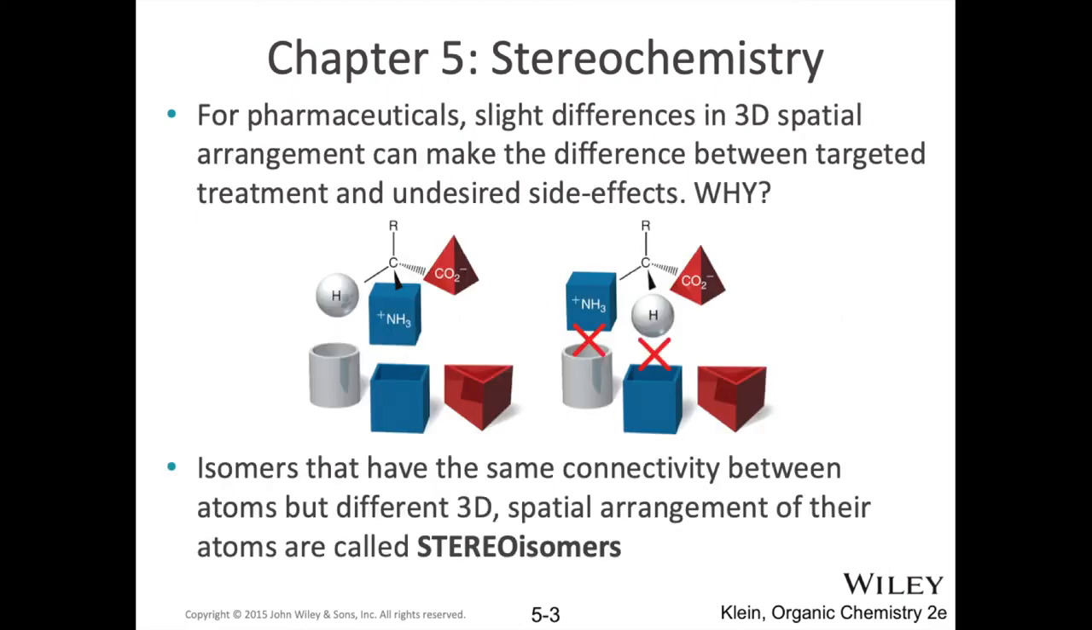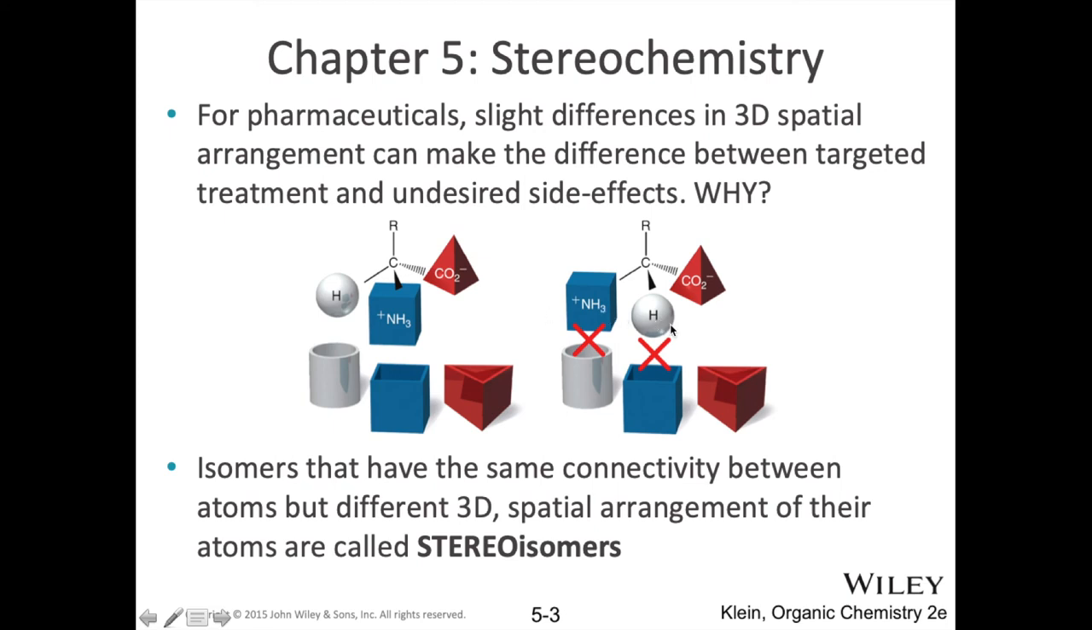Okay, so you can see it here. For example, we have two molecules here that have all the same pieces, right? We have the same groups, but based on the arrangement of those groups, you can see that the way this molecule would bind with a receptor is blocked if you just change a little bit of that arrangement.